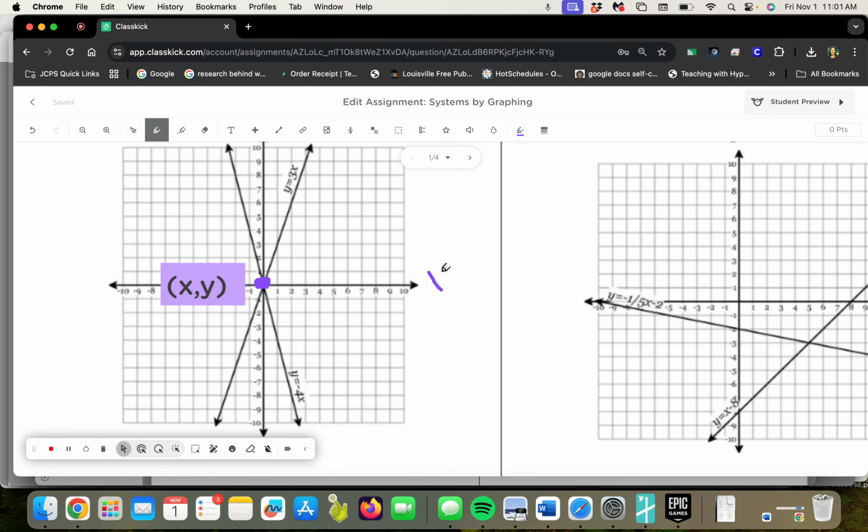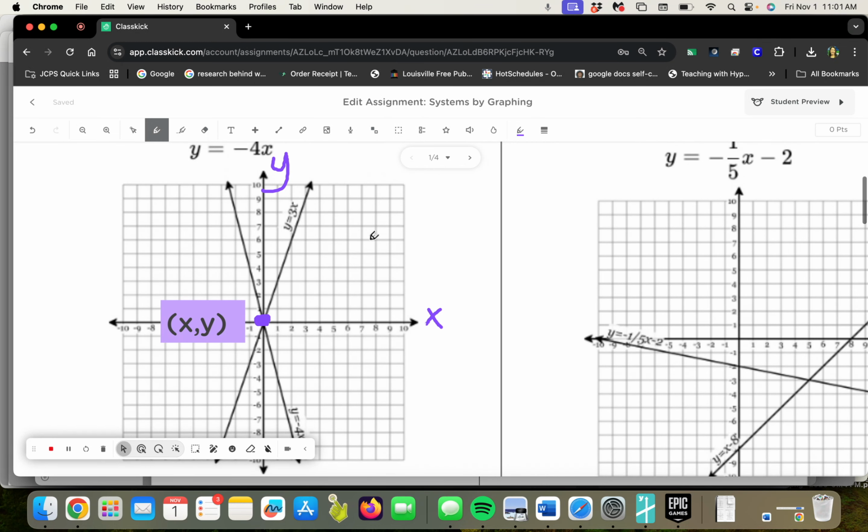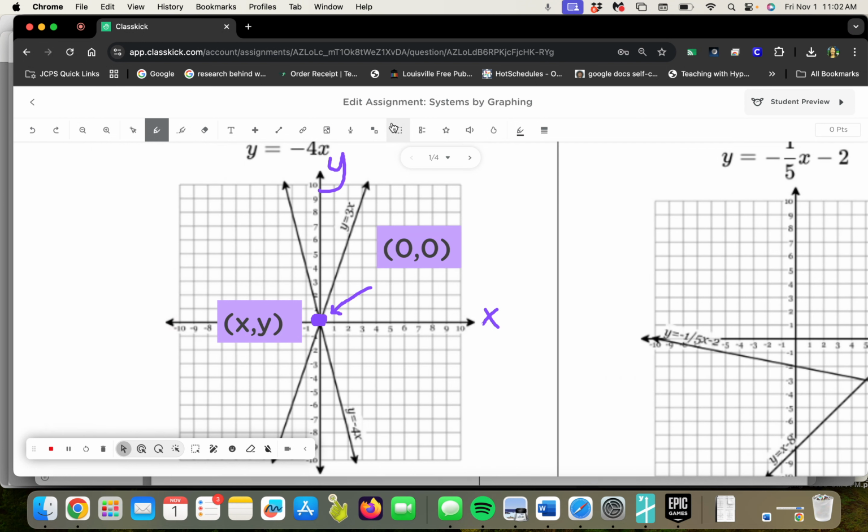And remember that this is your x-axis, and the vertical line is your y-axis. So it just so happens in this problem that both our x and our y value are the same because the intersection point is right there in the middle of the graph. So our solution, our answer for problem number 1, is this ordered pair right here, (0, 0).